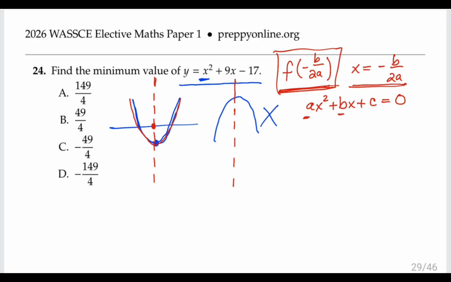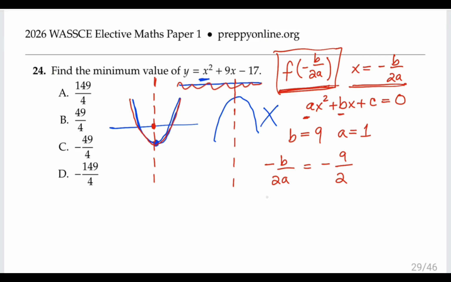So what is our b in this case? In this case, our b is equal to 9. B is the coefficient of x, and our a is equal to 1. A is the coefficient of x squared. So minus b over 2a is equal to minus 9 over 2. So the question is, what do you get when you substitute minus 9 over 2 into this equation?